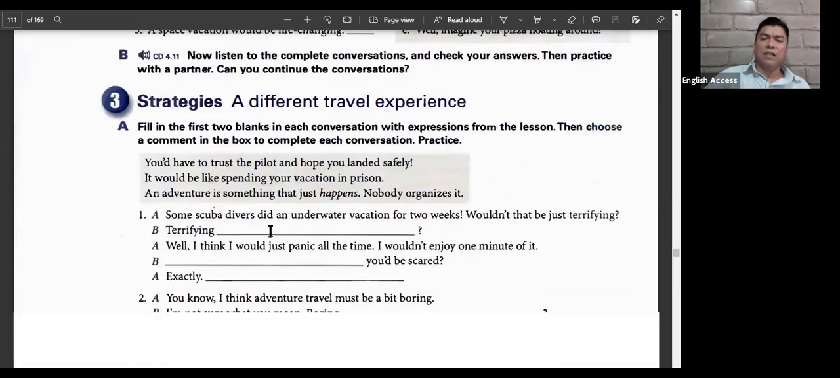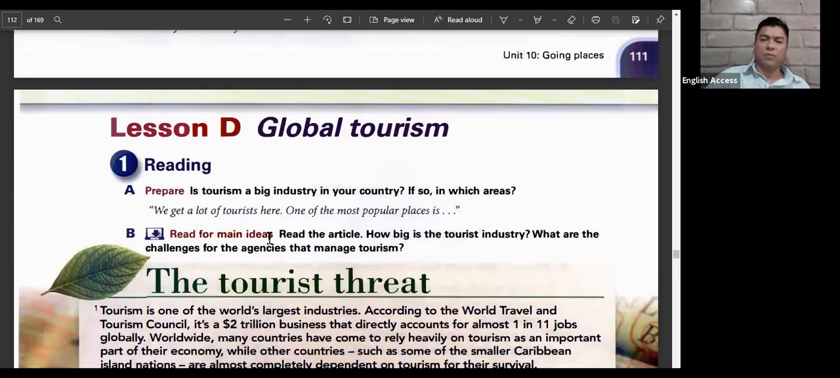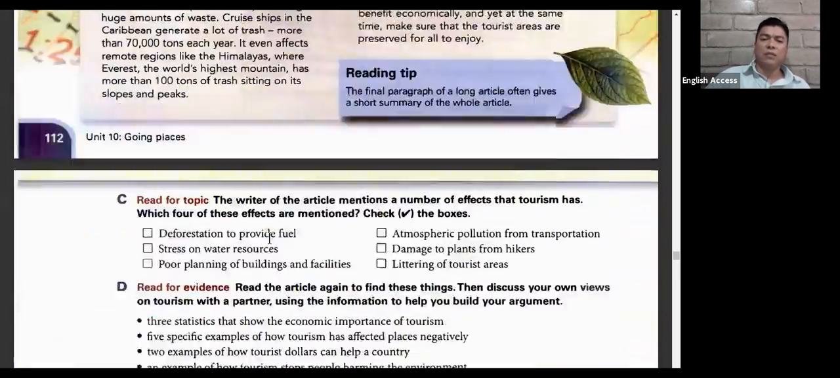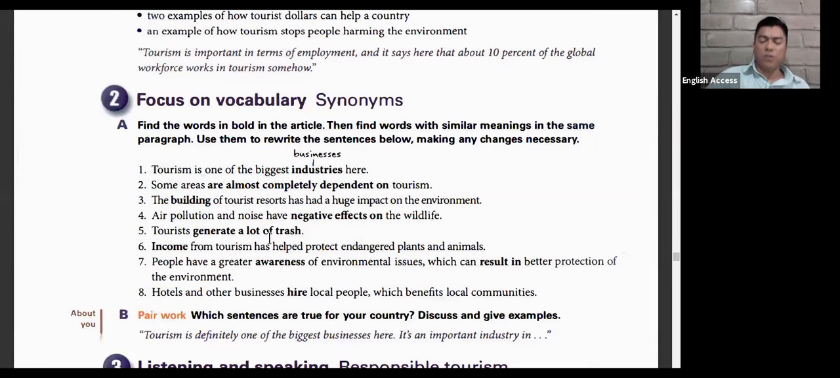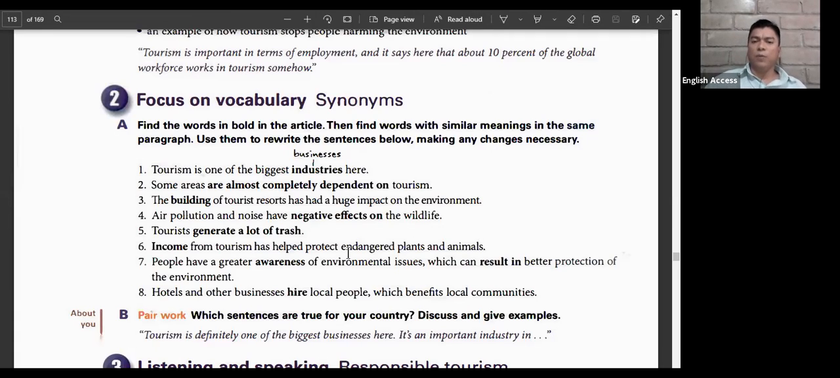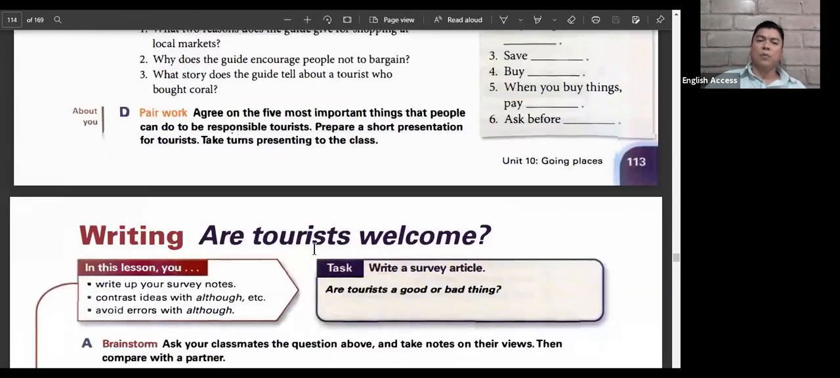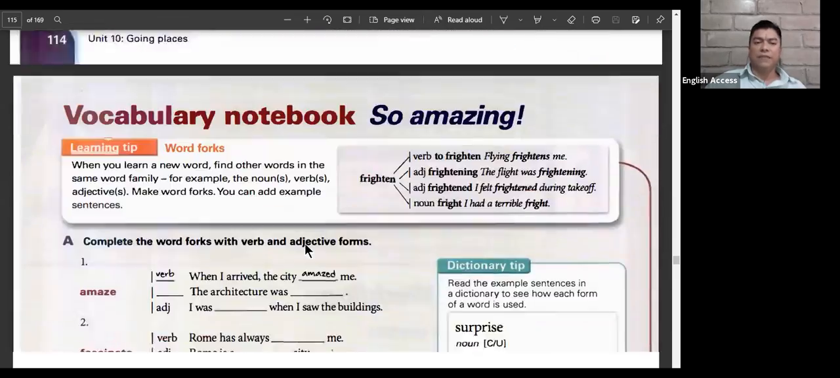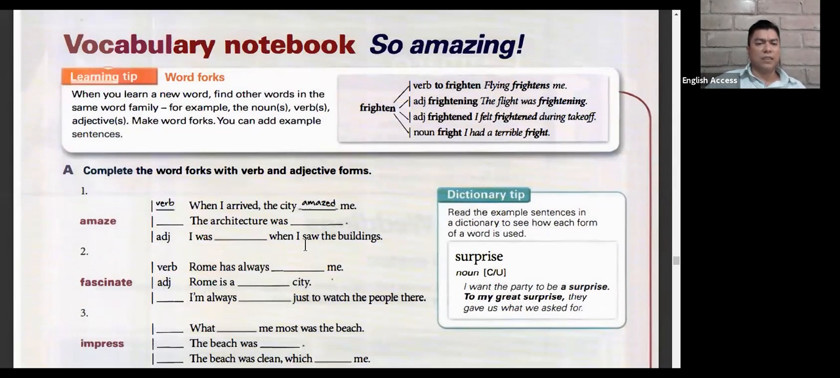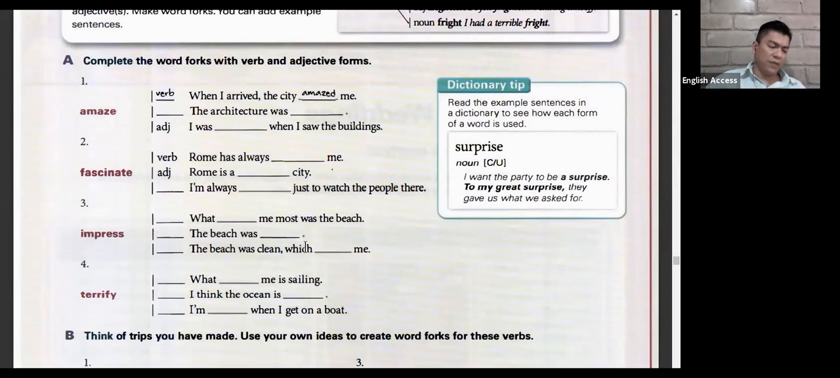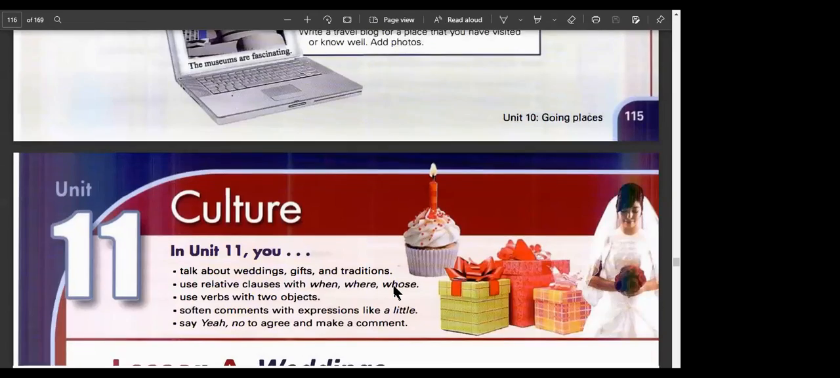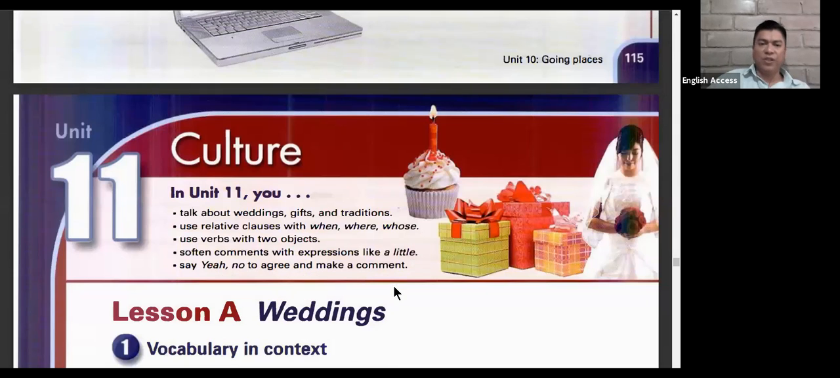So let's go for the last part, which is the reading lesson, Lesson D. We did some reading. And do you have any questions about these? I hope not. I hope everything is easy. But what we are going to do is this activity. Vocabulary notebook. But wait a minute. We finished this, right? This is finished? Yes. Yeah, I thought so. And then we go to Unit 11.